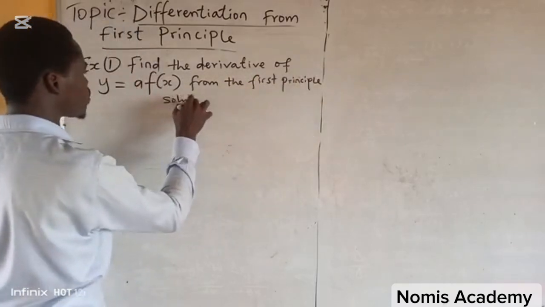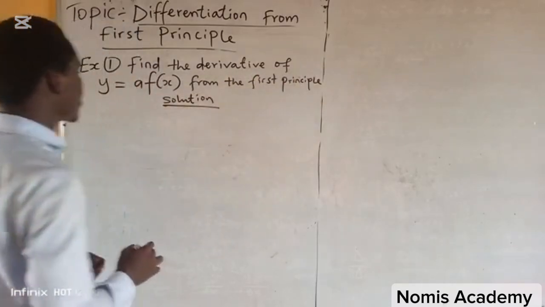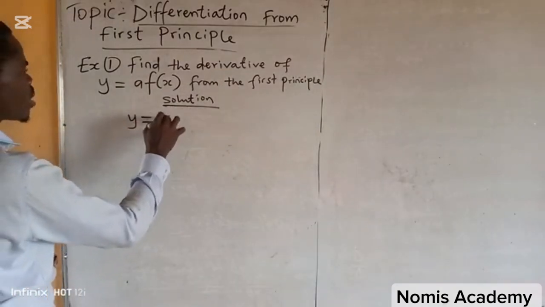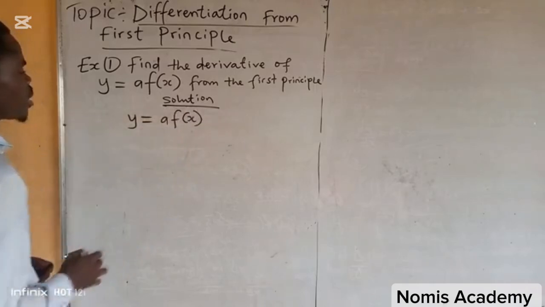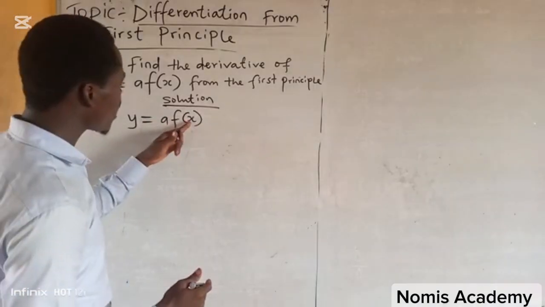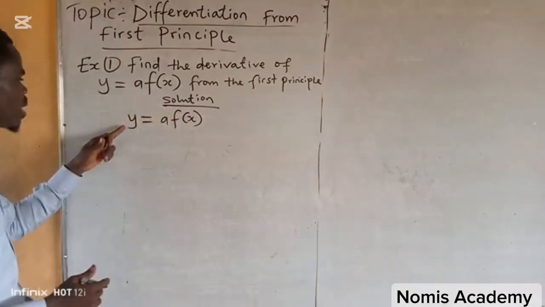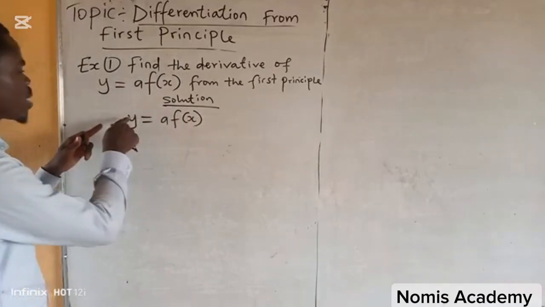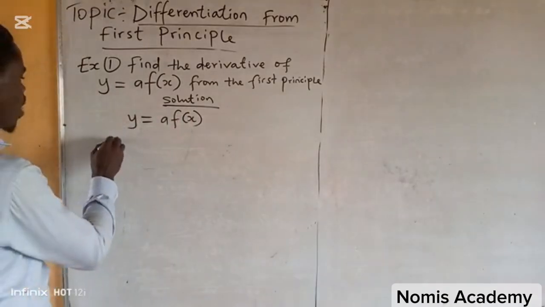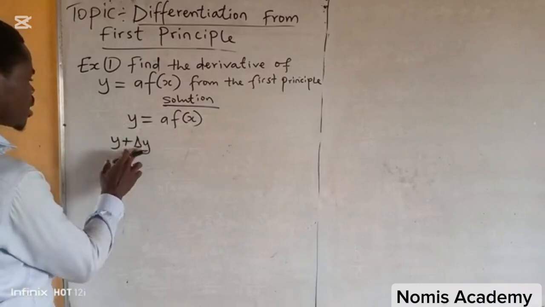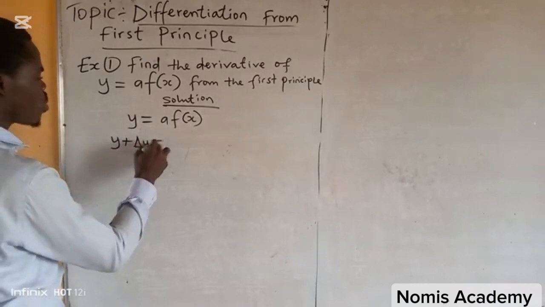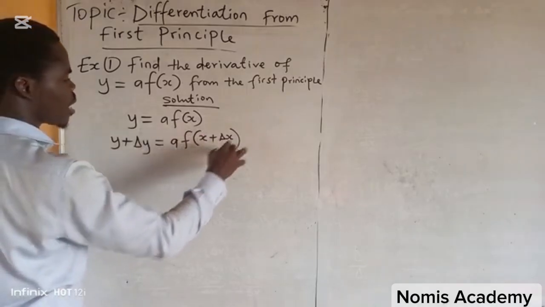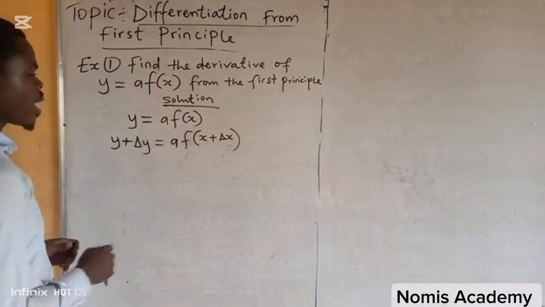Alright, solution. The first thing we need to do is write out the function given, which is y equal to a f of x. Any increment in x will definitely lead to an increment in y. So that would be y plus delta y. That is, delta y is the increment of y equal to a of x plus delta x, and delta x is the increment of x.